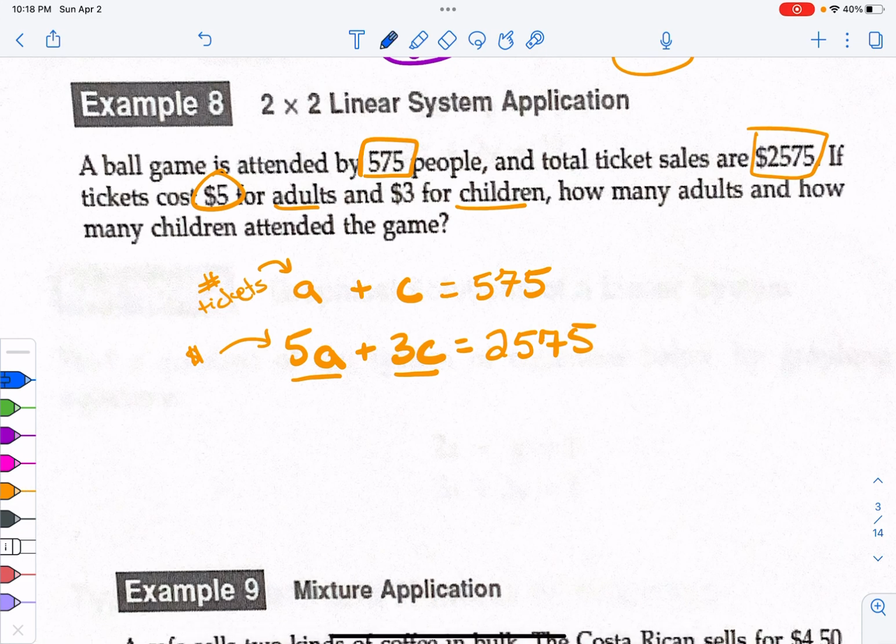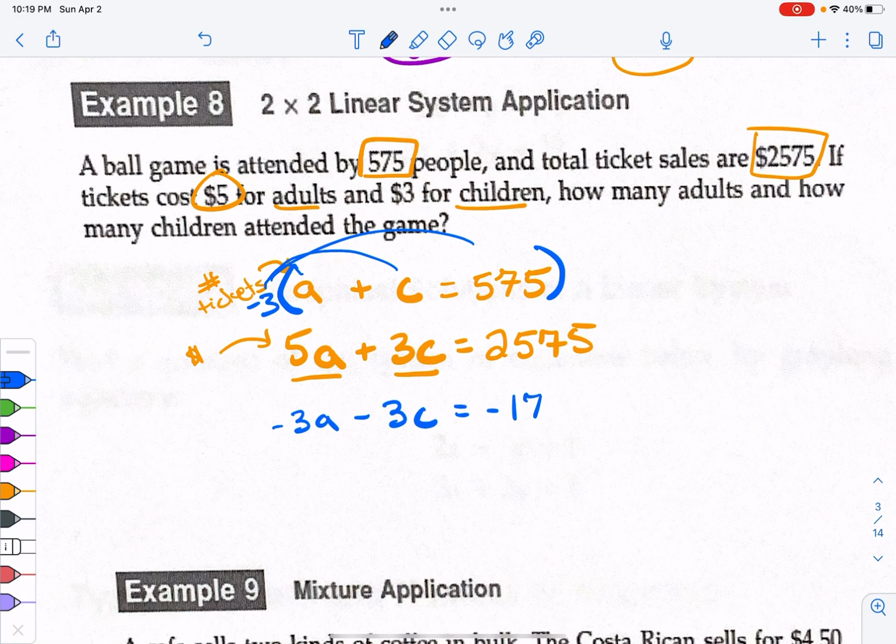So I can do substitution or elimination with this one. It doesn't really matter. I'm going to, let's see, multiply through by a -3, I think, to eliminate the c value. So I can solve for a first. So I'm going to do that portion. All right, so -3a minus 3c equals, oh, I got to do some math here. 575 times 3. And that is -1725. And I'm going to add these two equations together.